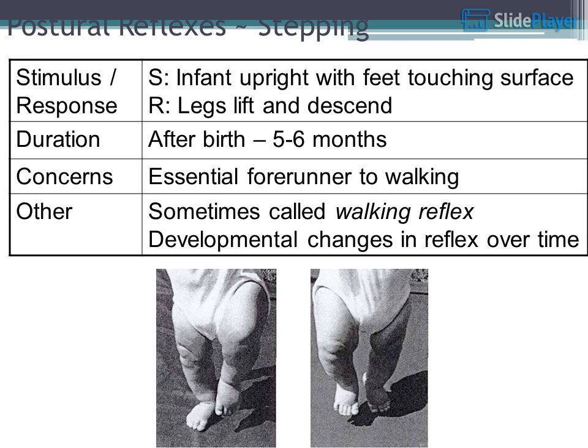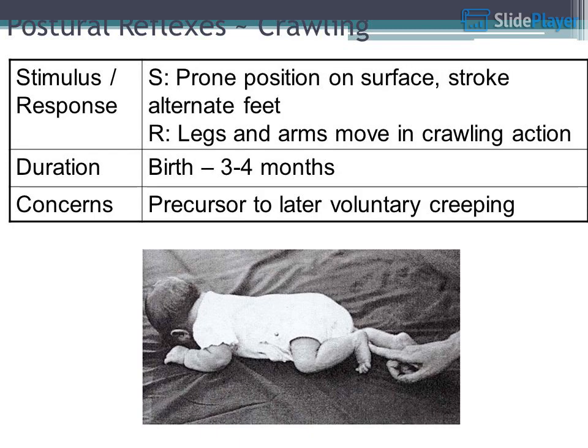Developmental changes in reflex over time. Postural reflexes: crawling. Stimulus, response: prone position on surface, stroke alternate feet, legs and arms move in crawling action. Duration: birth, 3 to 4 months. Concerns: precursor to later voluntary creeping.